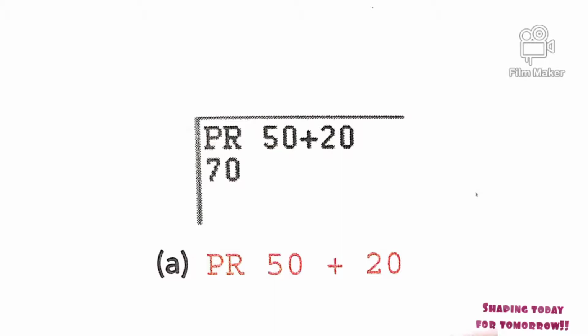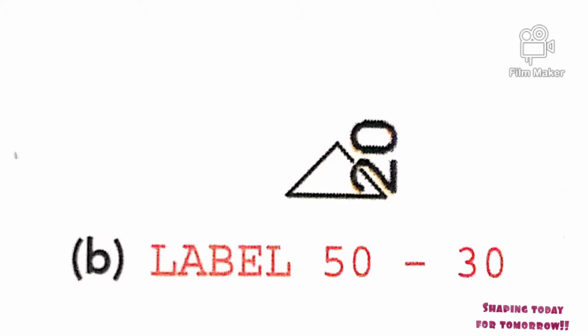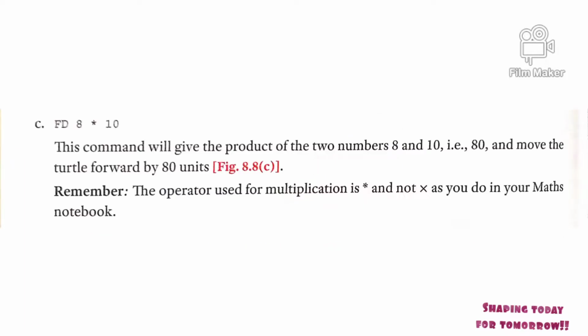First of all, you have written PR, then 50, then we have used the symbol of addition, and after this we have written the second number, that is 20. So it will add these two numbers and the output will be 70. Now point B, label 50 - 30. This command will print the difference of the two numbers 50 and 30, that is 20, on the main screen. See figure 8.8b for this. This is how it will look on the main screen: 50 minus 30. So you will get 20 on the main screen.